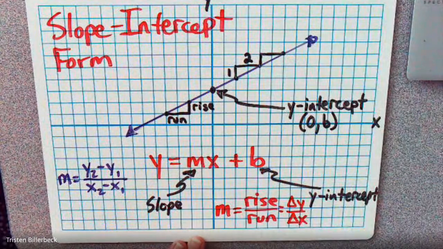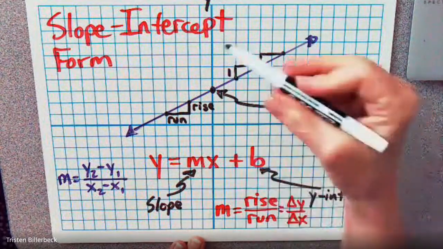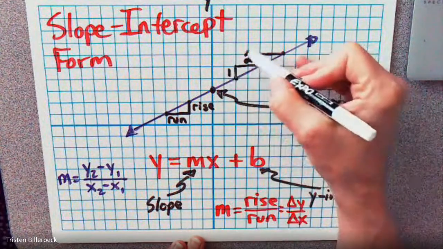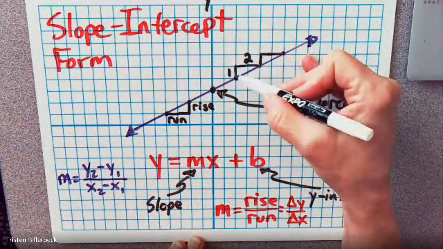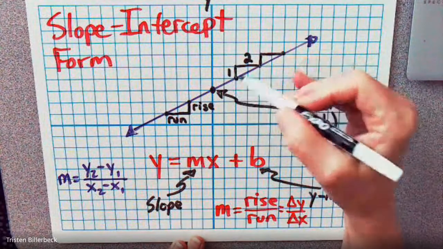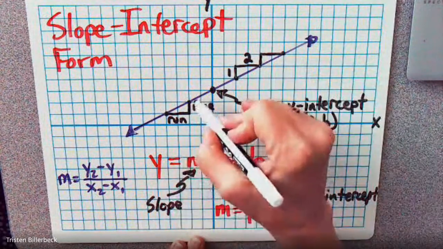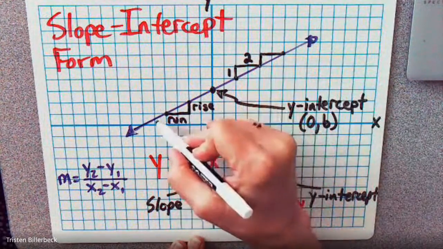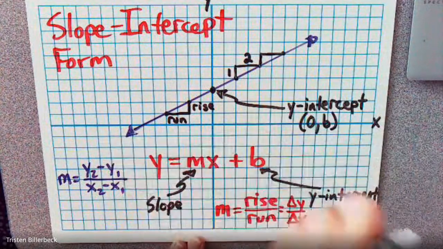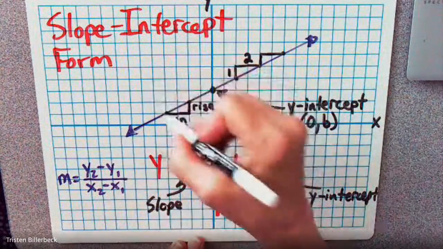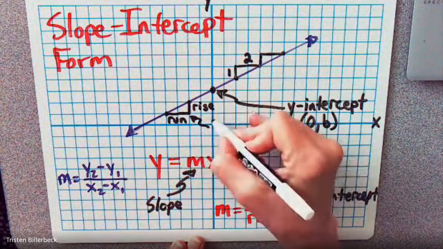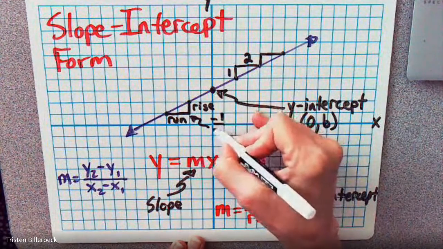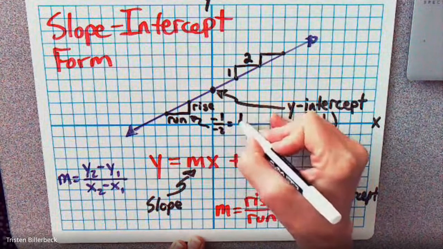It's just flipped around. So the rise for this one is 1, and the run of this one's a positive 2. So positive 1 is up, negative 1 would be down. So for this one, it would be a negative 1 rise, and a negative 2 run. So right here, this slope triangle, negative 1 over negative 2 is still 1/2.